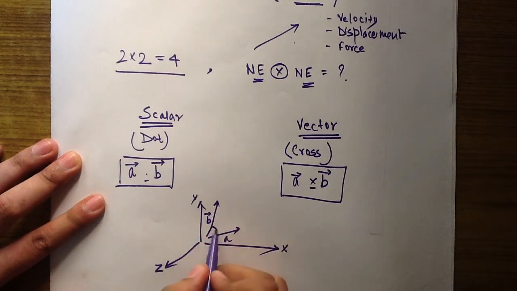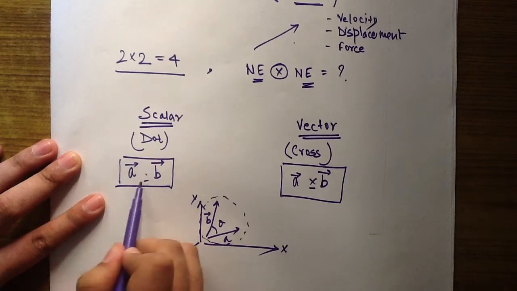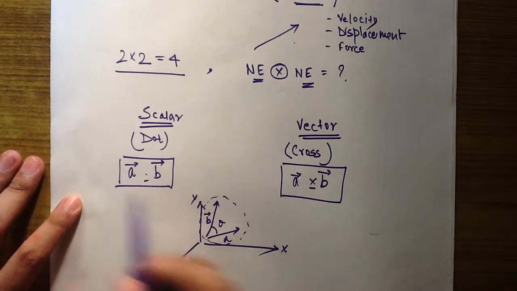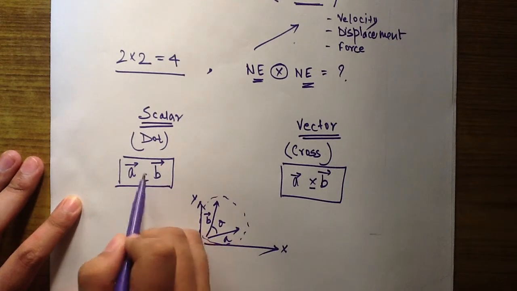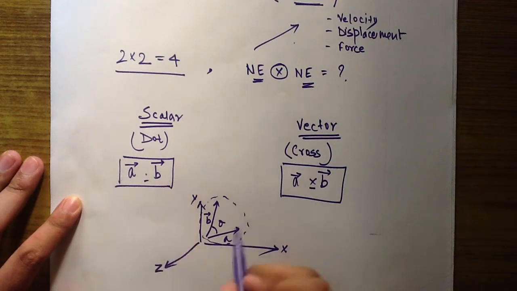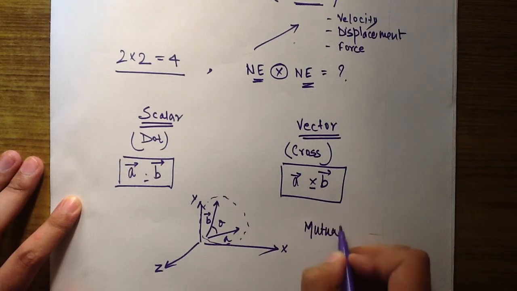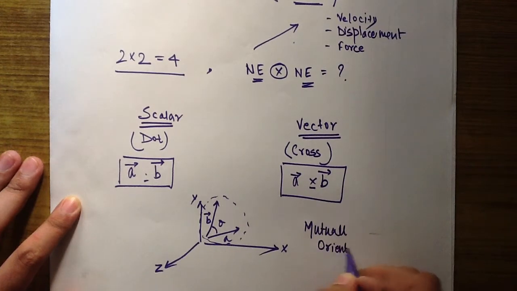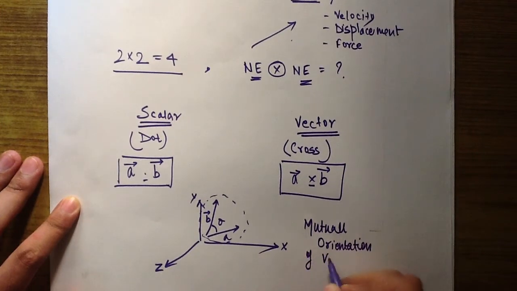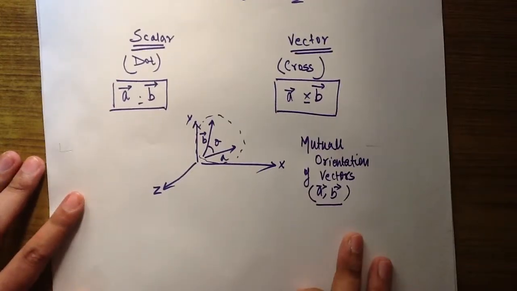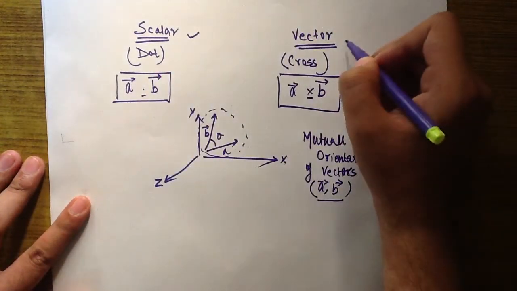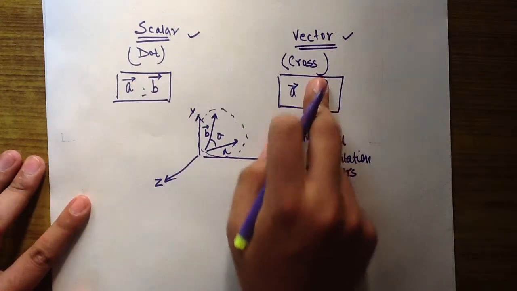It only depends on the mutual orientation of these two vectors, that is, at what angle or in what direction is A located with respect to B, or B located with respect to A. So it only depends on the mutual orientation of vectors, which in this case would be A and B. So that is why only two kinds of products could be defined, scalar and vector.